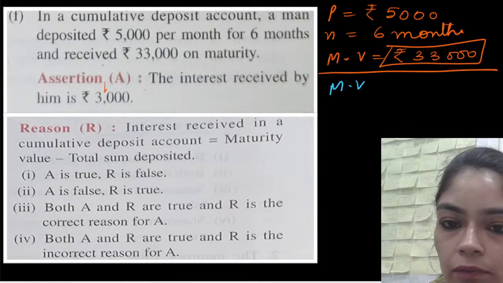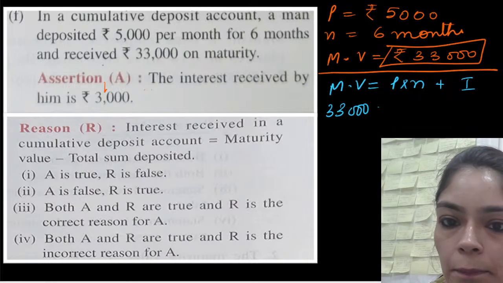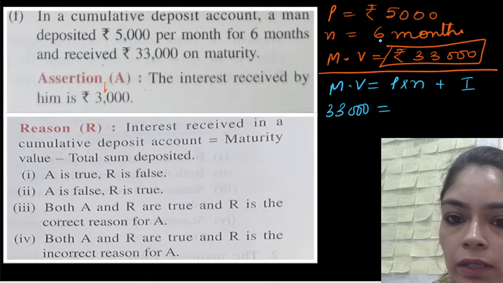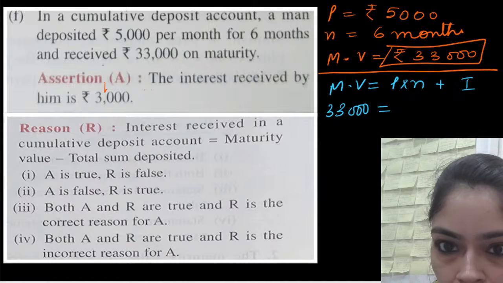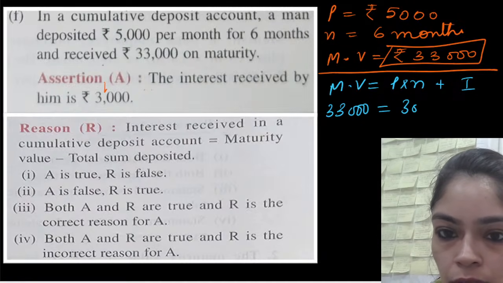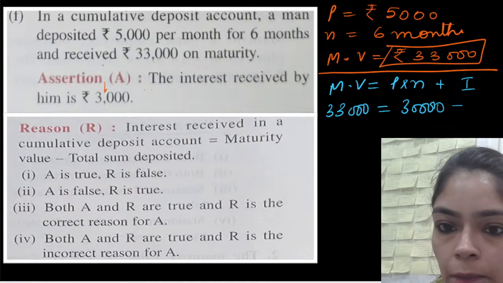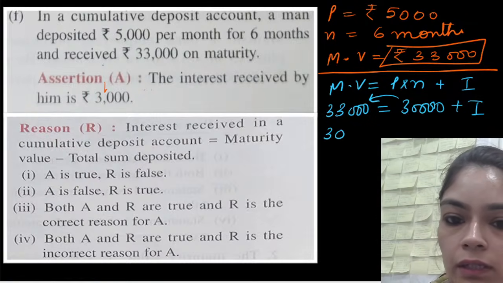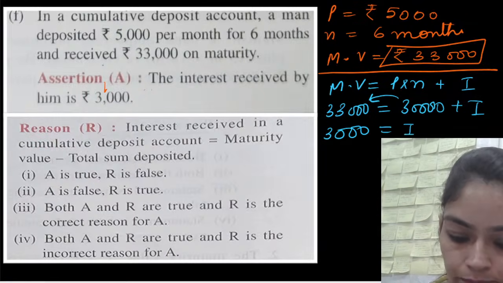So MV's formula, we know MV is equals to P into N plus I. If you substitute the value, so this is 33,000. P into N, P is 5 into 6. If you multiply this one, you will get 30,000 plus I. So interest, when you shift it to the other side, you will get the value of interest as 3,000.